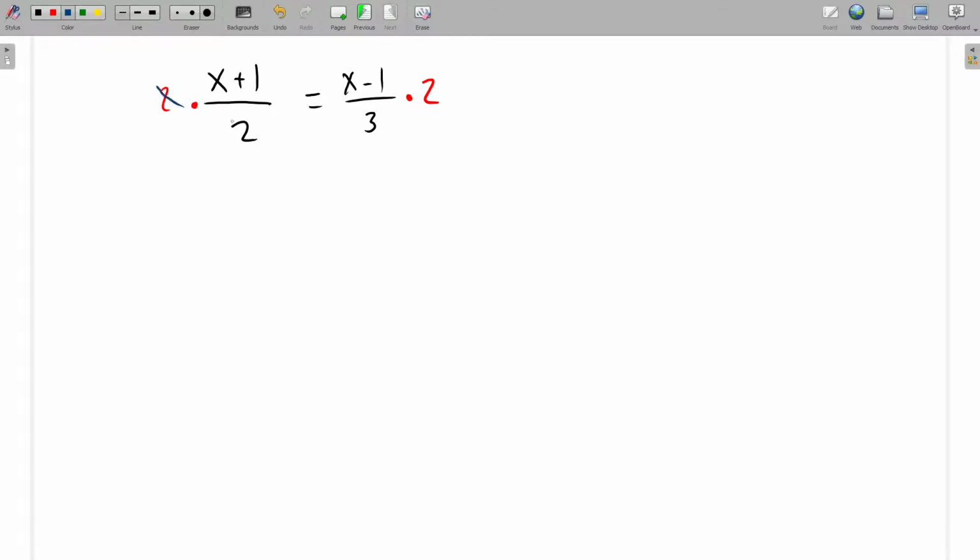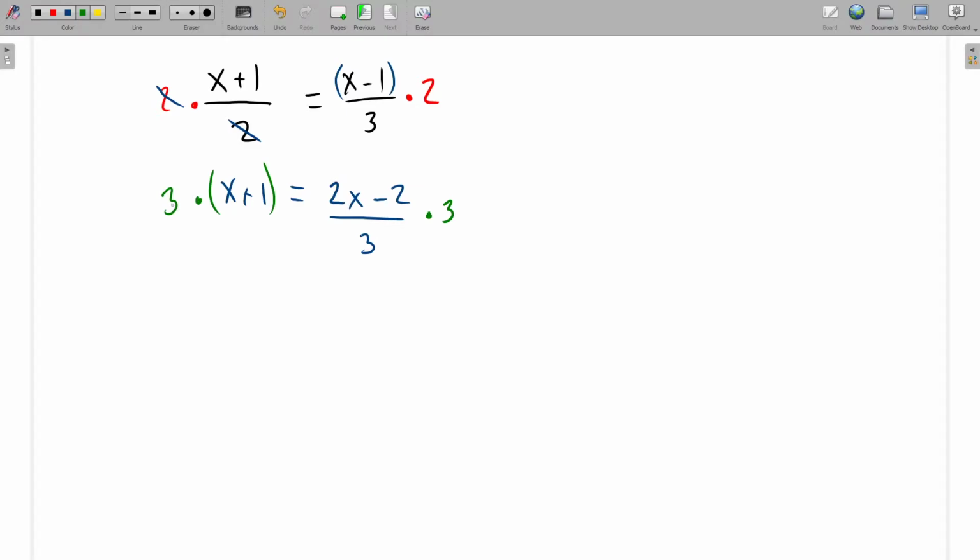Okay, so that's canceling the 2 on the bottom on the left, leaving us with x plus 1. However, on the right, I now have 2 times the stuff on top, and I need to multiply it by both pieces. So I have 2 times x is 2x, and 2 times negative 1 is negative 2, and this is over 3. Can you see what we're going to do? We're going to take this 3 that's on the bottom, and we're going to multiply by 3 in order to cancel it out. But just like in the first step, we also multiply the other side by 3.